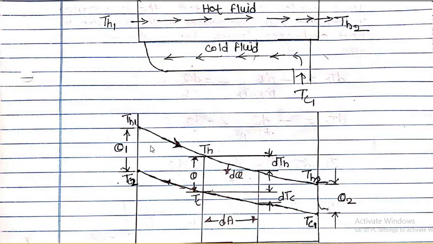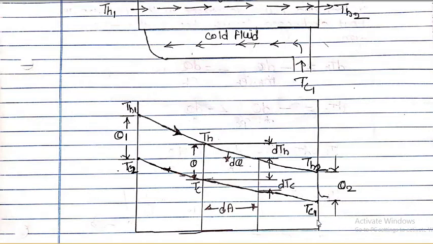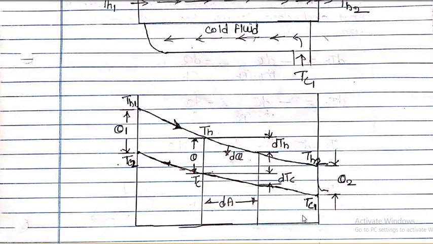Remember these 2 points related to the counter flow arrangement: θ1 is nothing but Th1 minus Tc2, whereas θ2 is nothing but Th2 minus Tc1. Now, to analyze the counter flow heat exchanger for the LMTD method, we have considered one elementary area of that particular heat exchanger. So dA is the elementary area we have considered out of the total area for the analysis purpose.